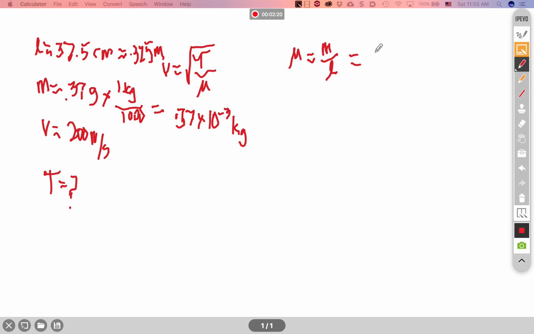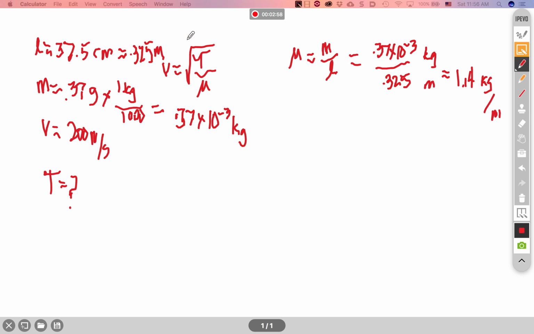So now we can put in 0.37 times 10 to the minus third divided by 0.325. This is kilograms, and this is meters. And if we do the math, that turns out to be 1.14 kilograms per meter. So now we have mu, and we're solving for T.